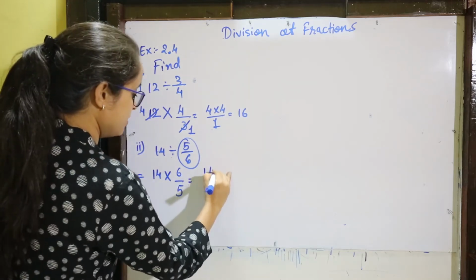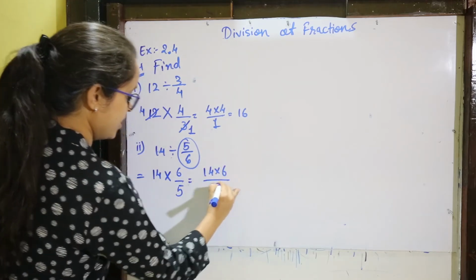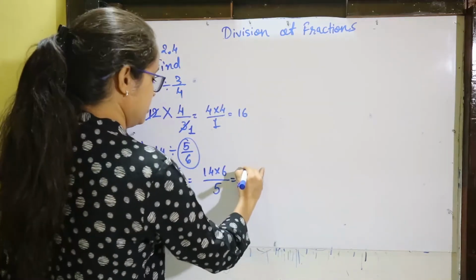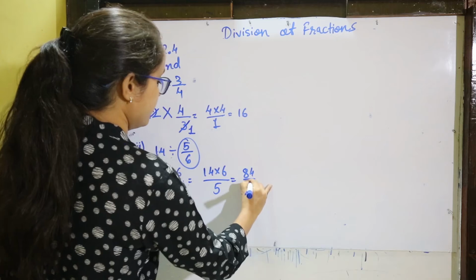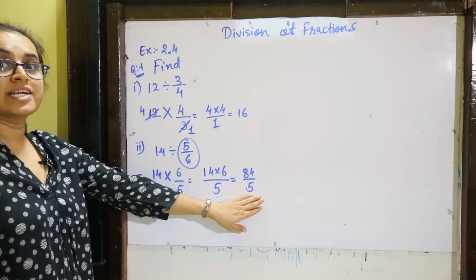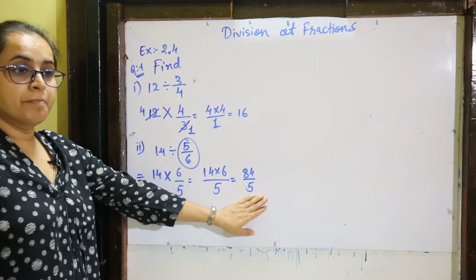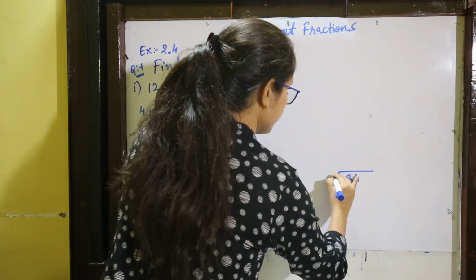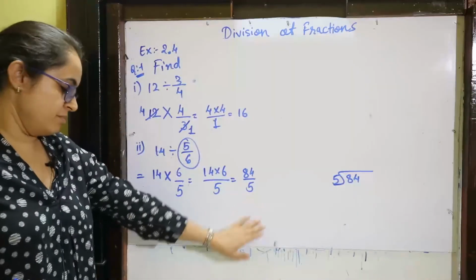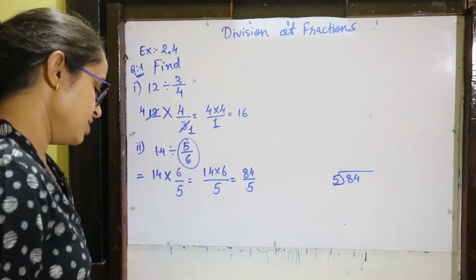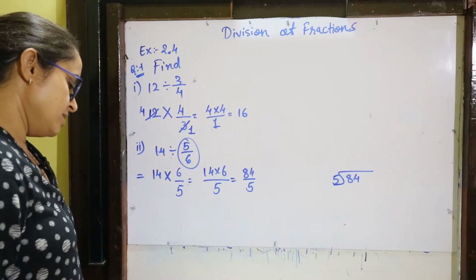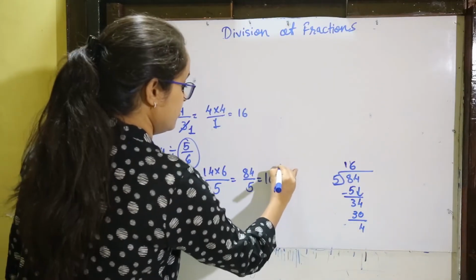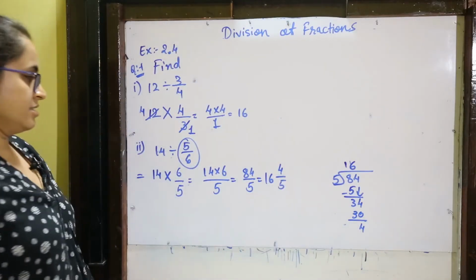So 14 multiplied by 6 upon 5. Now 14 6s are 84. So 84 upon 5. Now this is which fraction? Improper fraction. So you need to convert it into mixed number fraction. So convert it to a mixed number fraction and you will get the answer. So it is 16 4 upon 5 is the answer.